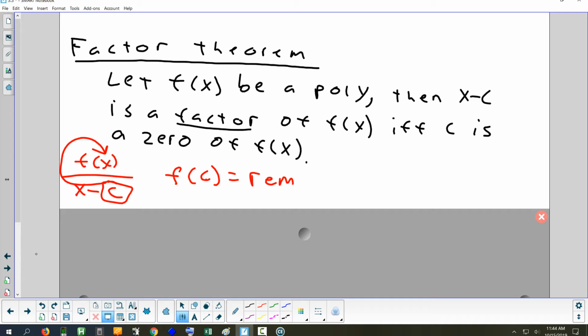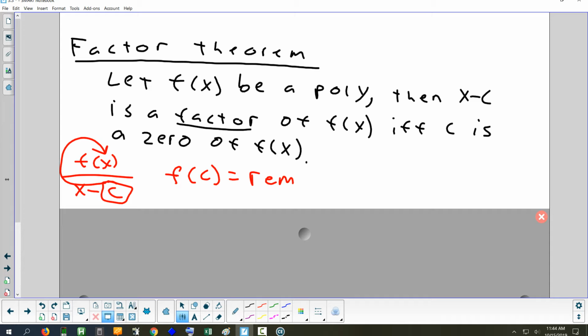Well, this also happens to give you the remainder. So it actually means two things. If you plug in c into your function and you get 0, well, that's your remainder. That's what I just taught you. And if you plug c into your function and you get 0, we learned last week that that's called a root. So there's actually two separate things happening there.